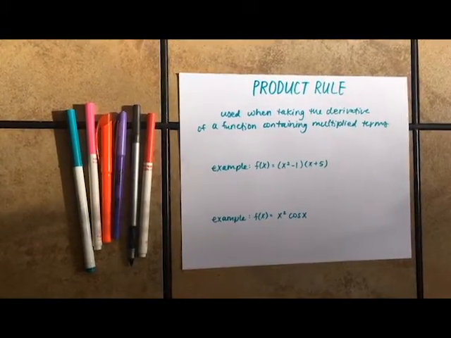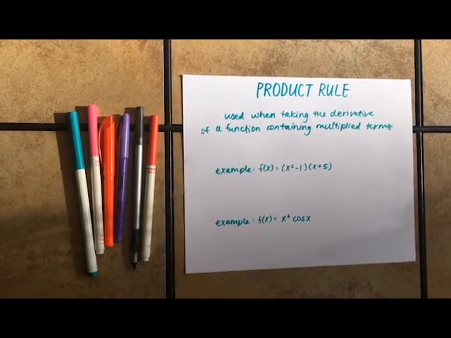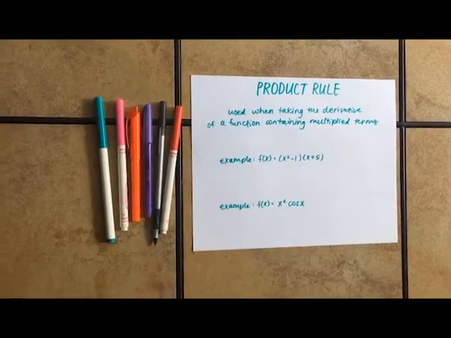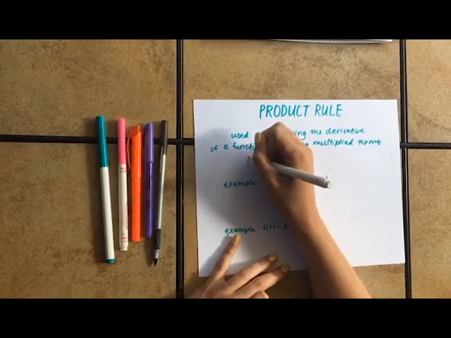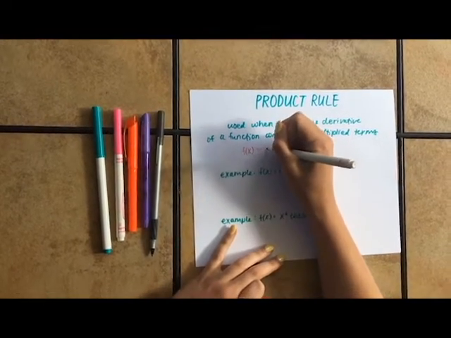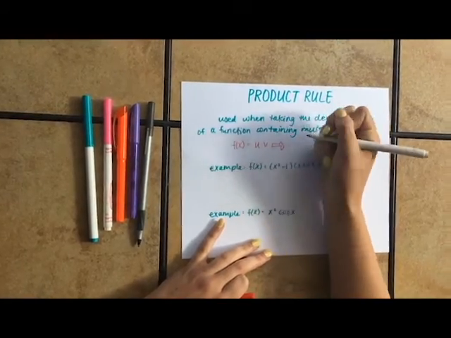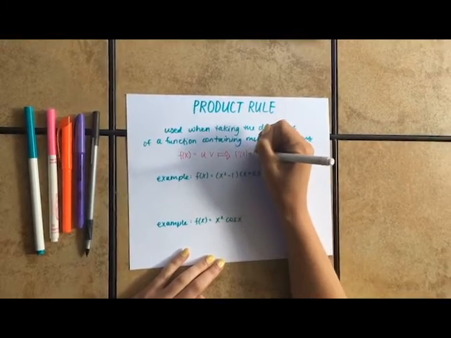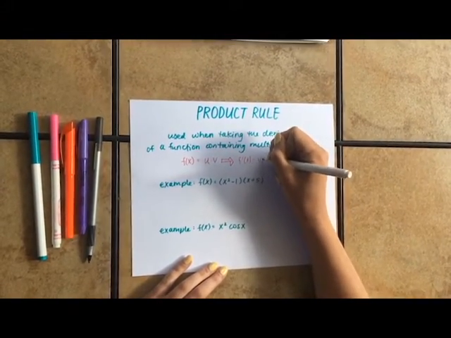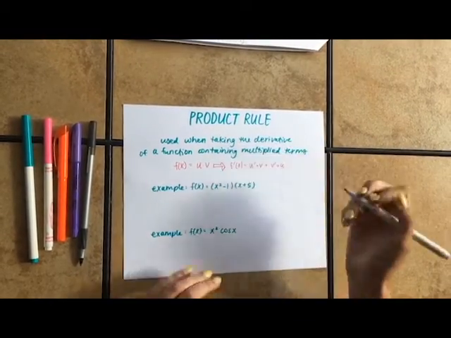I hope you enjoy. Okay guys, so today we're going to be talking about the product rule, which is a technique used when taking the derivative of a function containing multiplied terms. Alright, next we are going to go through the general definition of the product rule. If we have a function f of x and it equals u times v, then taking the derivative of that, we have to use the product rule. When taking f prime of x, it equals u prime times v plus v prime times u.